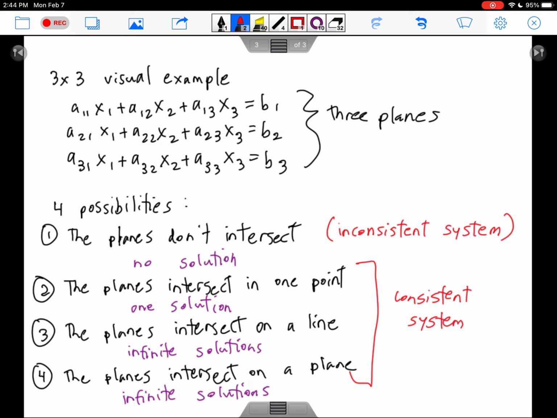So all three of these are considered consistent systems, because if you have at least one solution, the system is consistent. All right, so these are the four possibilities for a 3x3 system.